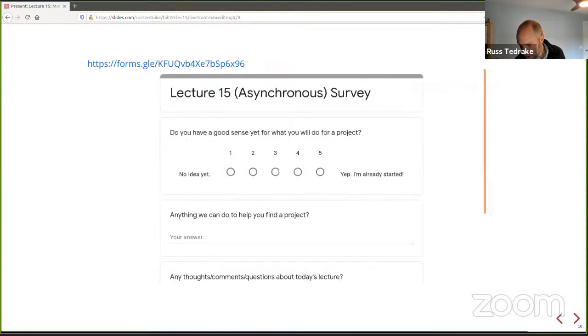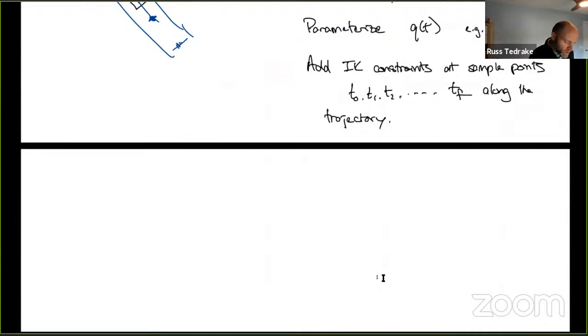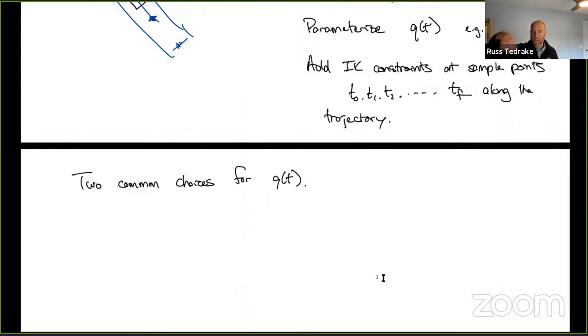I'm going to put that up so I don't forget, but I'm going to go back to the whiteboard here. Okay, so how do we parameterize Q of t? Two common choices for Q of t. One would be the piecewise polynomials that we already used in order to interpolate our end effectors.